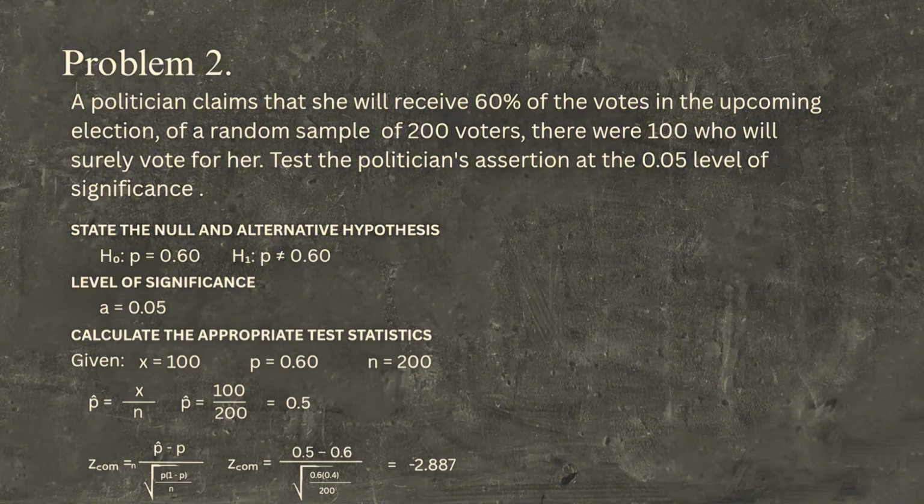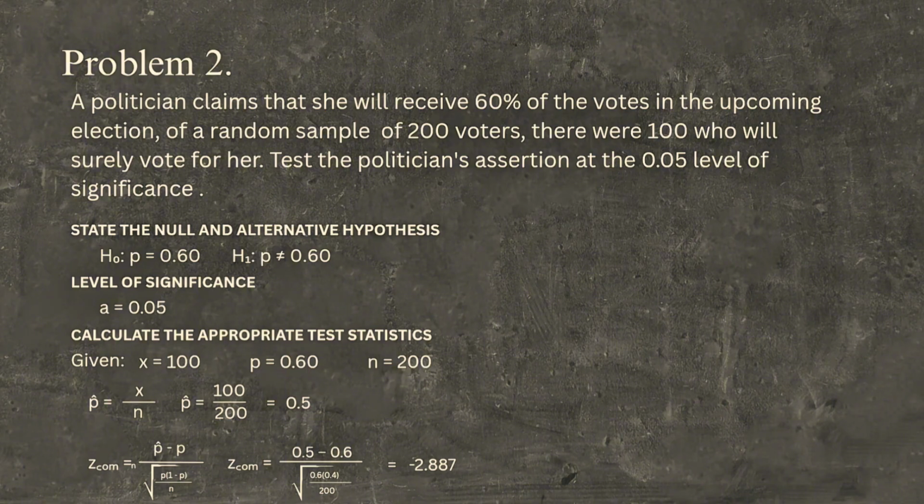So now, let's compute the test statistic. Now let's identify the given values first. So the sample size, which is the n, is 200. So the number of voters who will vote for her, which is the x, is 100. So the population proportion is 0.60. So first, let's compute the sample proportion. Sample proportion equals x divided by n. So that is 100 divided by 200. So our sample proportion is equal to 0.5.